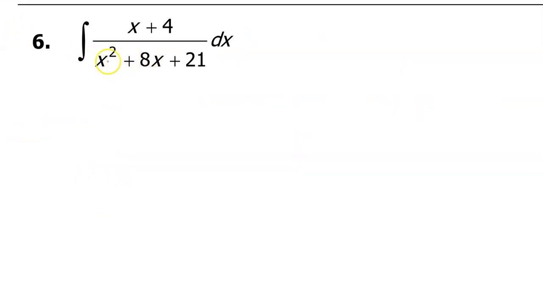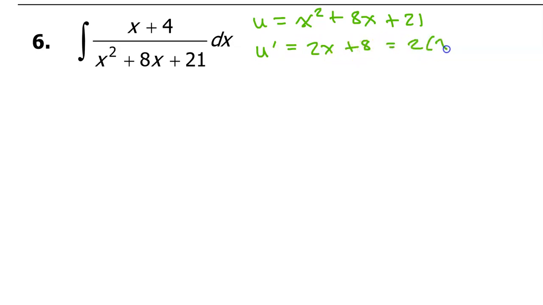When the degree of the denominator is 1 more than the degree of the numerator, we can usually get by with U substitution. We just let the entire denominator be u. So u will be x squared plus 8x plus 21. And then u prime will be 2x plus 8, which, by the way, factors to 2 times x plus 4. So let's make the substitution.